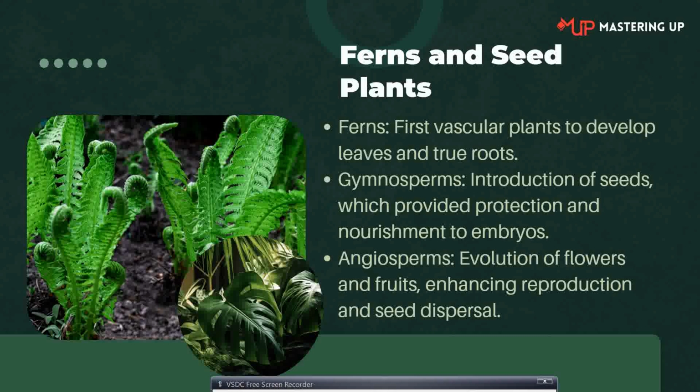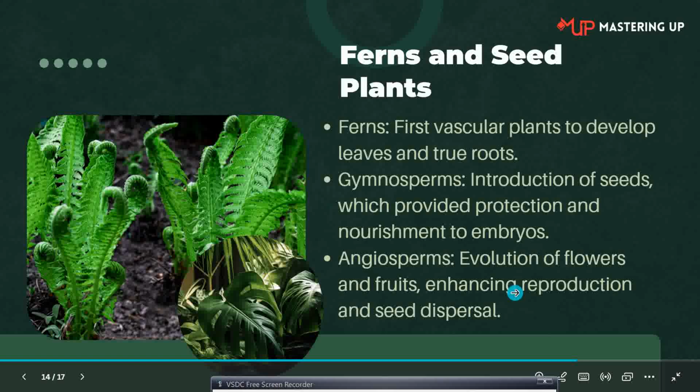Next, gymnosperms started producing seeds. Those ferns didn't produce seeds, they produced spores. The gymnosperms were the first to produce seeds, which provide protection and nourishment to the embryos. These seeds were naked seeds. Then in angiosperms, the evolution of flowers and fruits started. These angiosperms had flowers, fruits, and enclosed seeds that protected them and enhanced reproduction and seed dispersal.